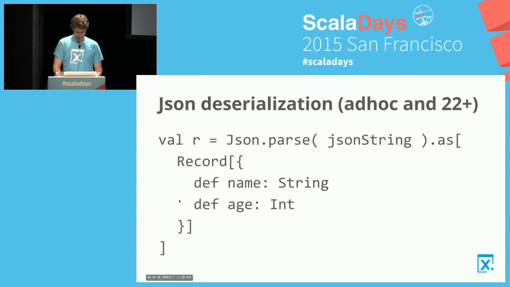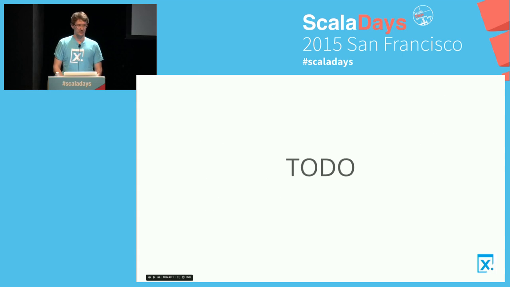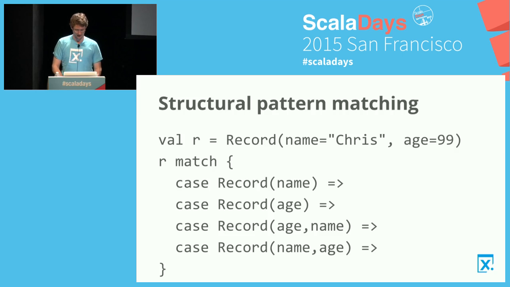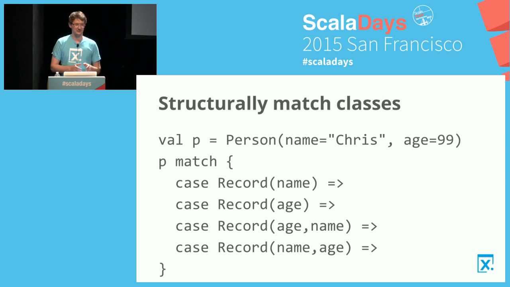All right, so what's left to do? Some simple stuff I didn't implement yet, like structural comparison of records, which should be simple to do, but I just didn't get to it. Structural pattern matching, which would probably be really nice to have, like just select certain fields and match on that. Also, it would be nice to do the same for case classes, right? Have a case class and structurally match on it. Depends on your use case.